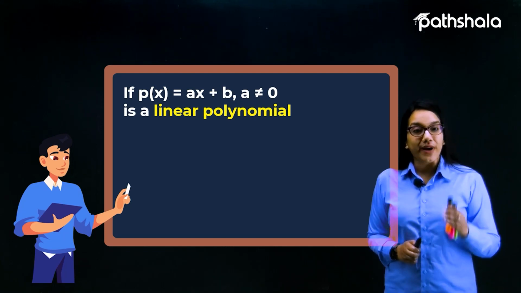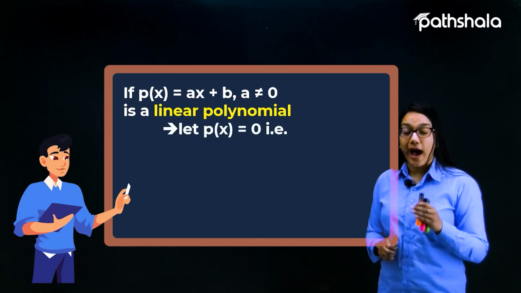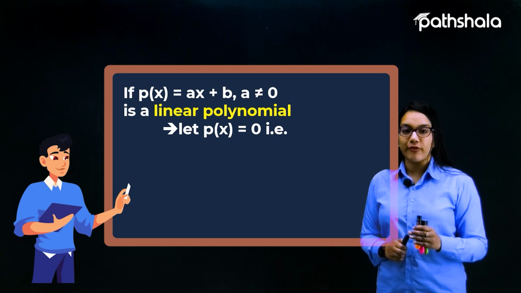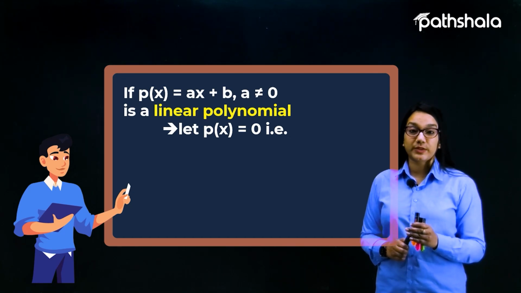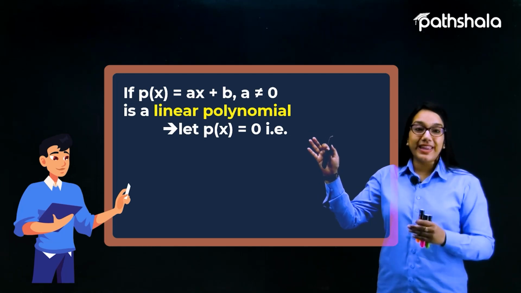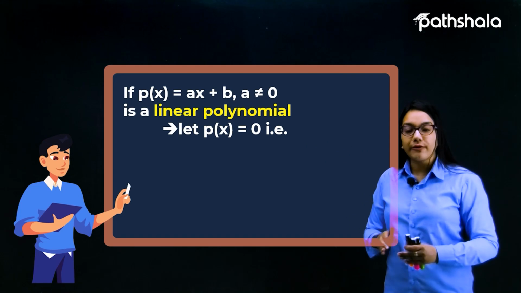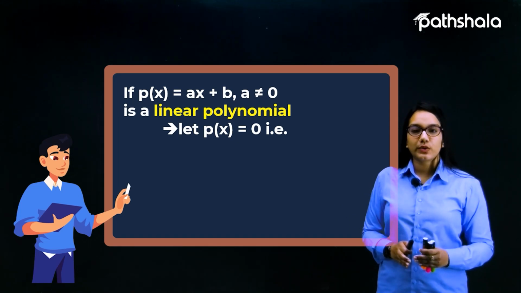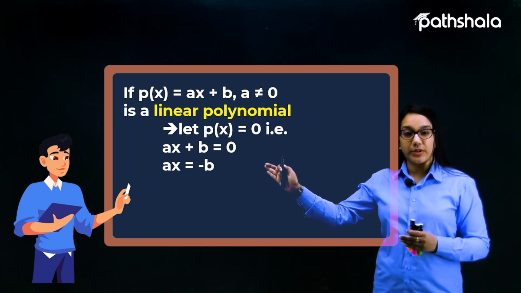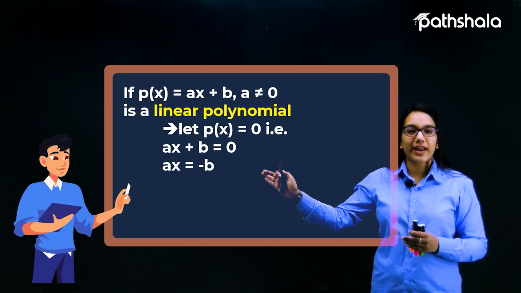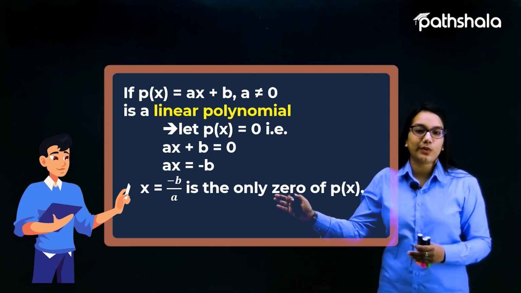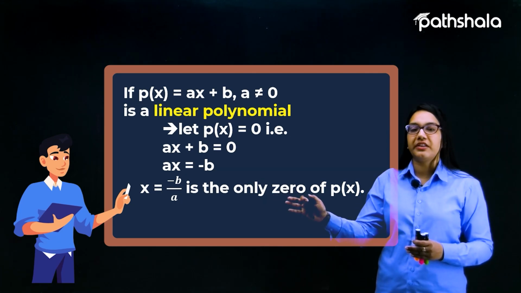In order to find the zero of a polynomial, you have to substitute p(x) equal to 0. Always remember, for a polynomial function p(x) equal to ax plus b, you always have to put p(x) equal to 0. After letting p(x) equal 0, substitute ax plus b equal to 0. So ax is equal to minus b. Now find the value of x. The value of x is minus b by a, which is called the only zero of this particular linear polynomial.